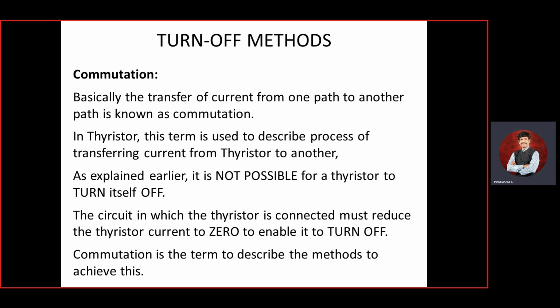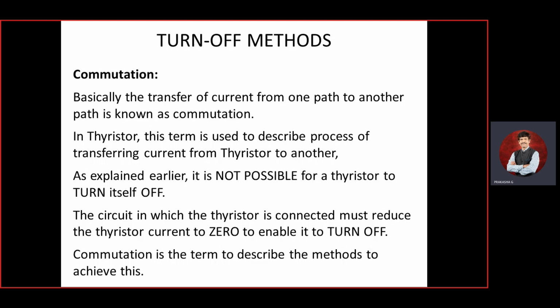So whenever a definition is asked for what you mean by commutation, you can mention that commutation is the transfer from one circuit to another circuit, or one thyristor to another thyristor, or one path to another path. Any doubt here? It's a simple explanation. What do you mean by commutation? What is the purpose of commutation? And in the thyristor case, what are we going to use it for?